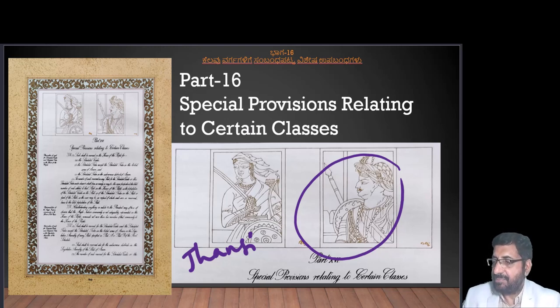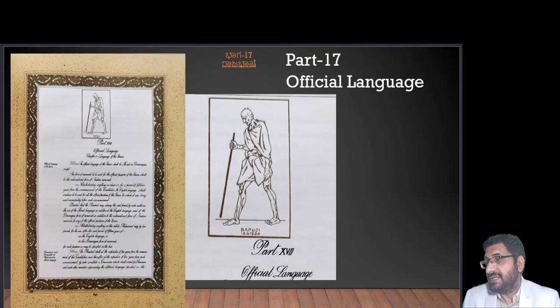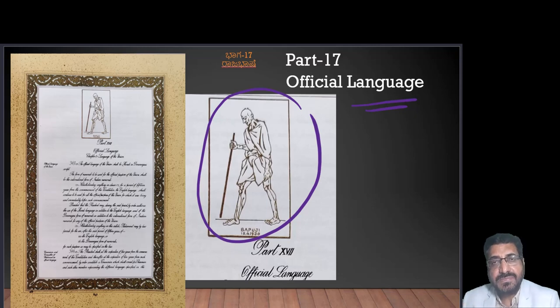This is again a parchment sheet, again artwork, calligraphy, and these two are famous personalities from our freedom movement. Okay, next, part 17. It's all about our freedom movement. You can see here Gandhiji. Part 17 of our constitution is all about official language. This particular scene is from the very famous Dandi Yatra, the salt satyagraha.